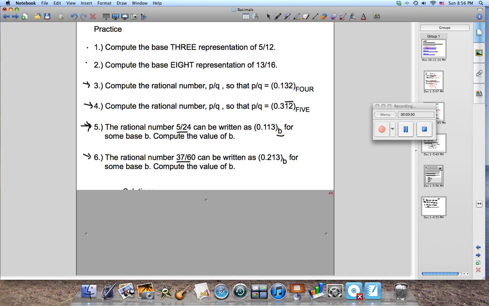You're going to go 37 over 60 on one side of the equal sign, and then you're going to bust up this 213 the same way that we broke up the 113 here. And again, it's just going to come down to, can you solve the polynomial mess that you have left over? Okay, good luck.